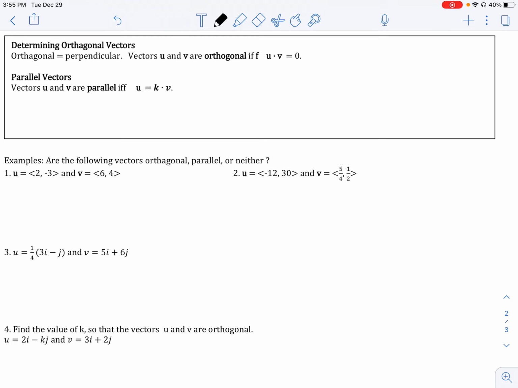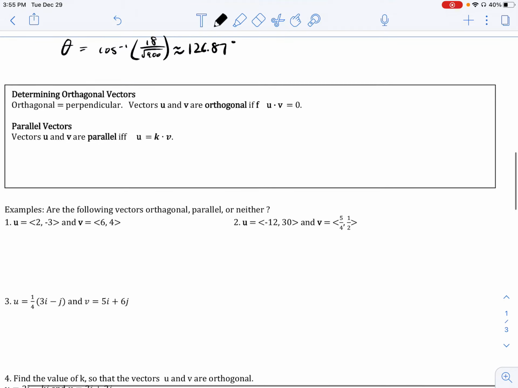Now, I want to close this video by going over one of the applications of the angles between vectors, and that's discussing something called orthogonal vectors. Orthogonal simply means that vectors are perpendicular to one another. So we would say that our two vectors u and v are orthogonal to one another if the angle between them is 90 degrees. Another way of saying this is if their dot product is equal to 0.